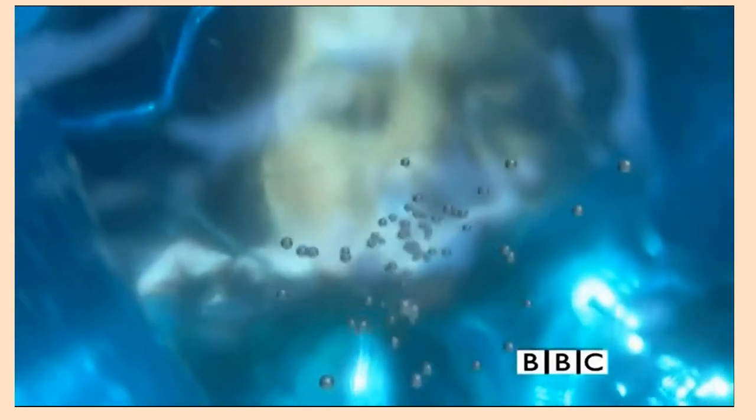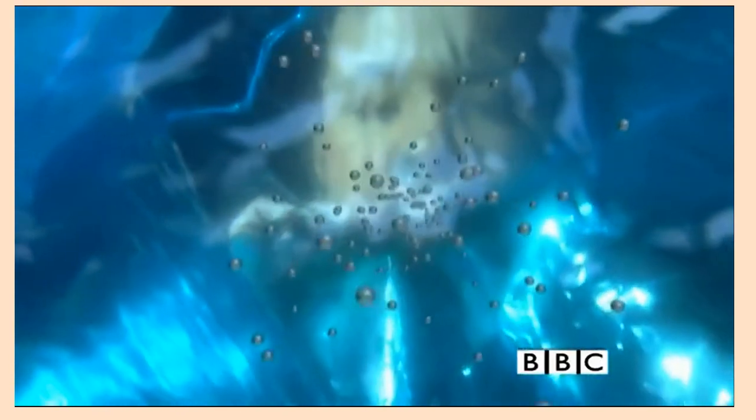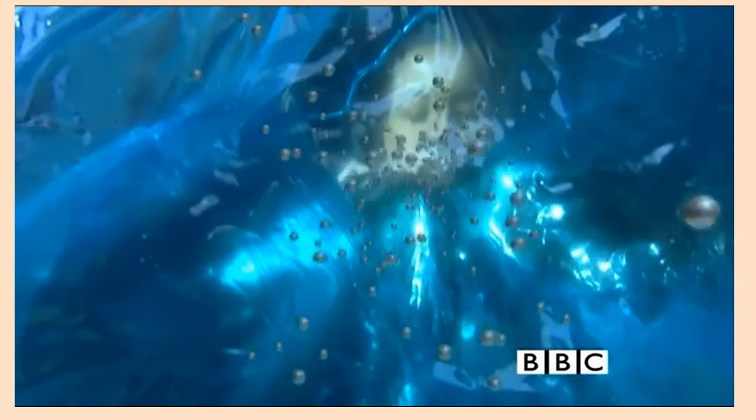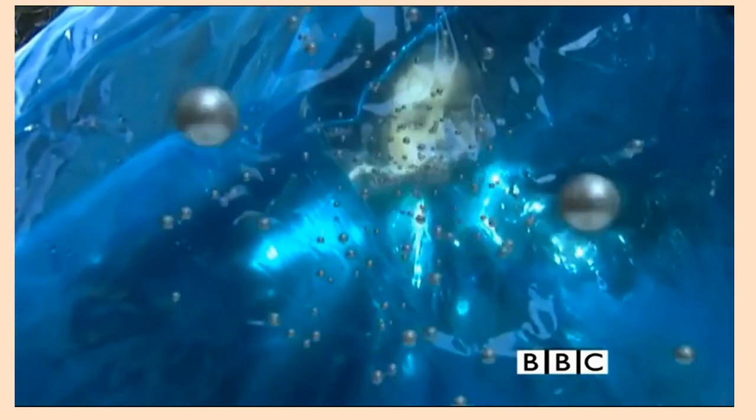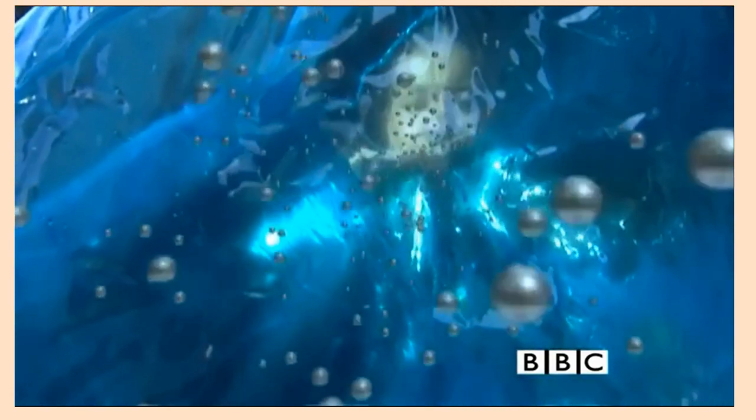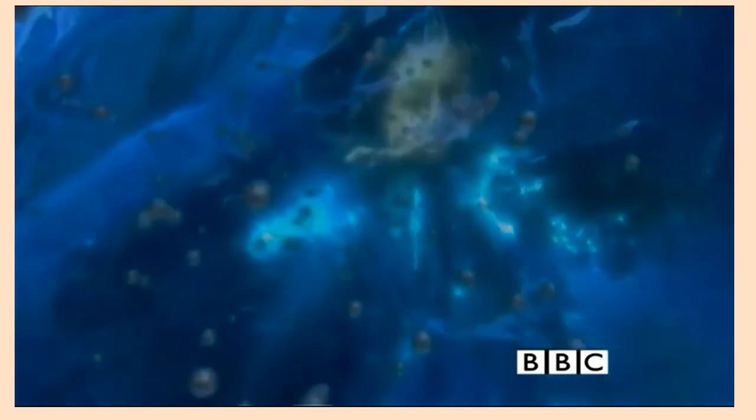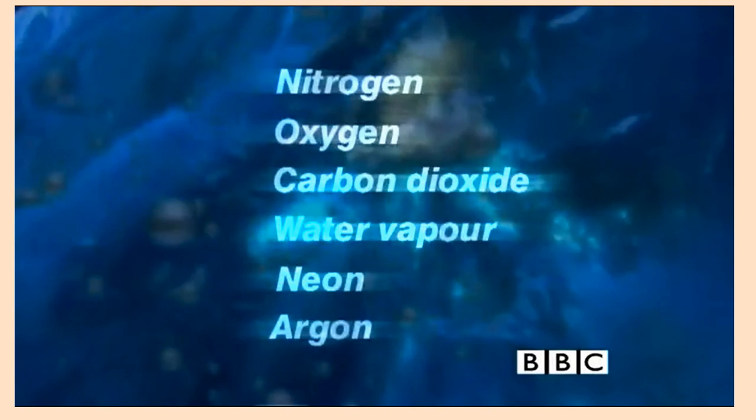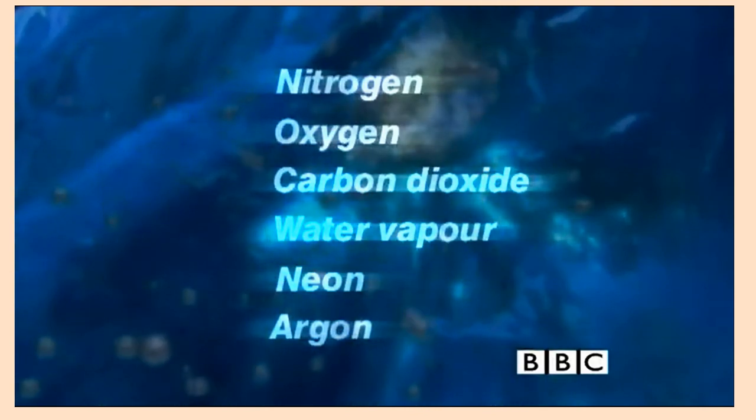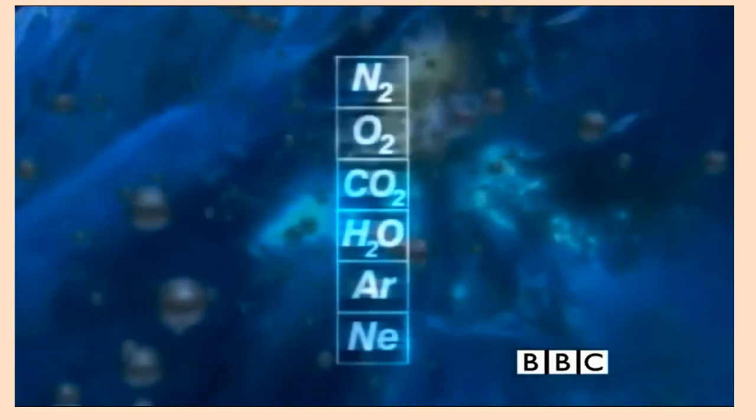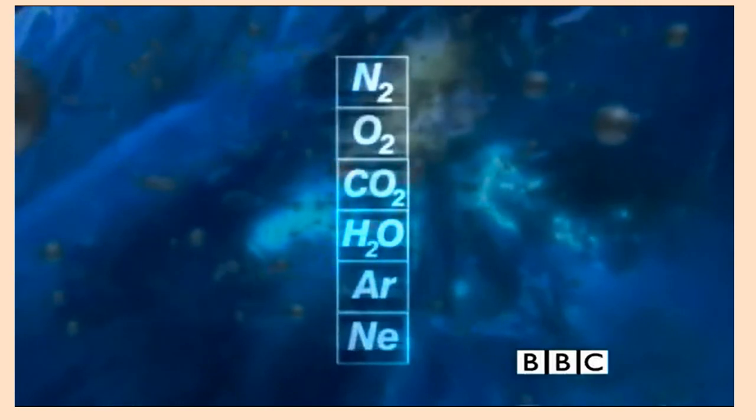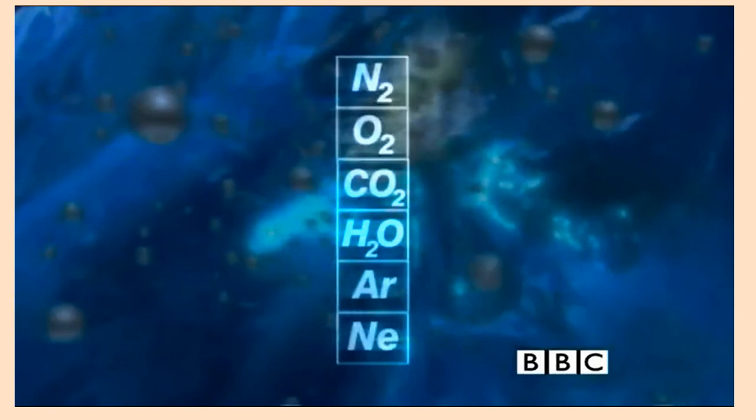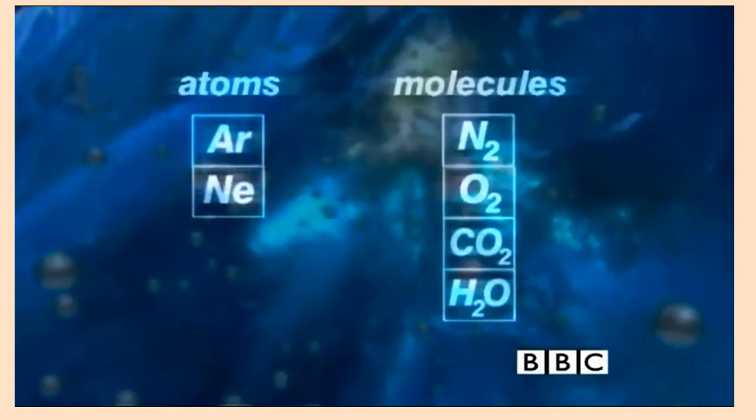The air that's blown into the chair is a mixture of atoms of different gases. The air is mainly oxygen and nitrogen, but also has other gases, including carbon dioxide, water vapour, neon and argon. These are the chemical symbols. All these different gases can be classified as atoms or molecules.